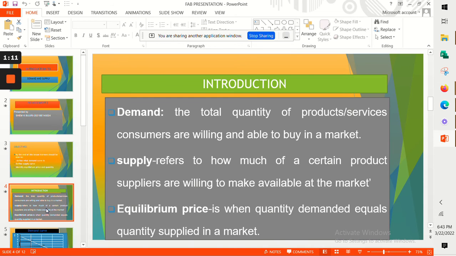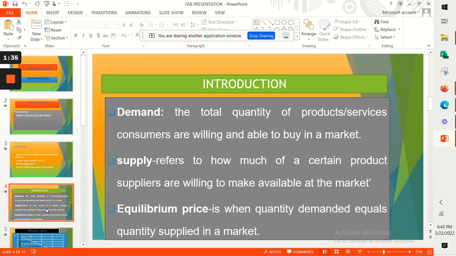So we'll start by defining what demand is. Demand is the total quantity of products and services consumers are willing and able to buy in a market. And supply refers to how much of a certain product suppliers are willing to make available at the market. While equilibrium price is when quantity demanded equals quantity supplied.